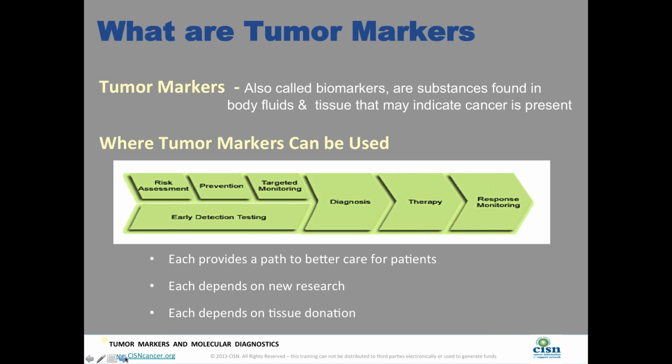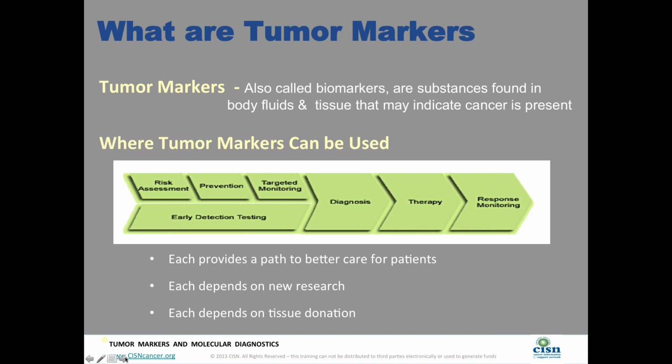So here are some of the places where tumor markers can be used. And again, biomarkers, this is one of those terms where there are a few terms and they're interchangeable. People might call it a biomarker. It can also be called a tumor marker. So you could hear people calling it different things, but it's the same thing, and it's a substance that's found in any of the body fluids and tissues, and it may indicate that cancer is present. But as we go through the talk, we'll find out why that's not always the case.